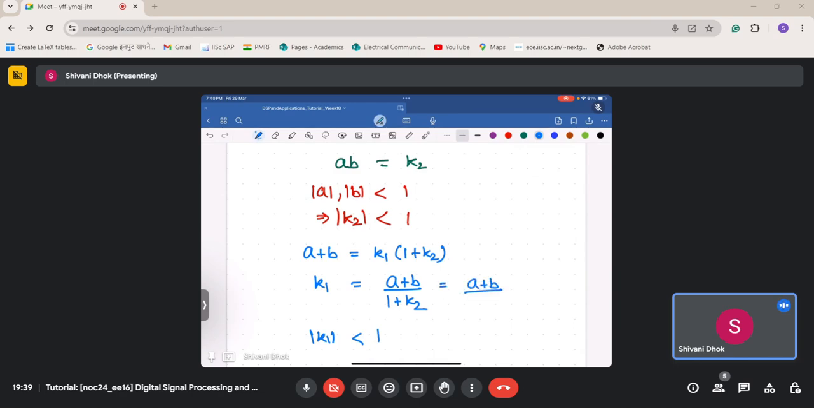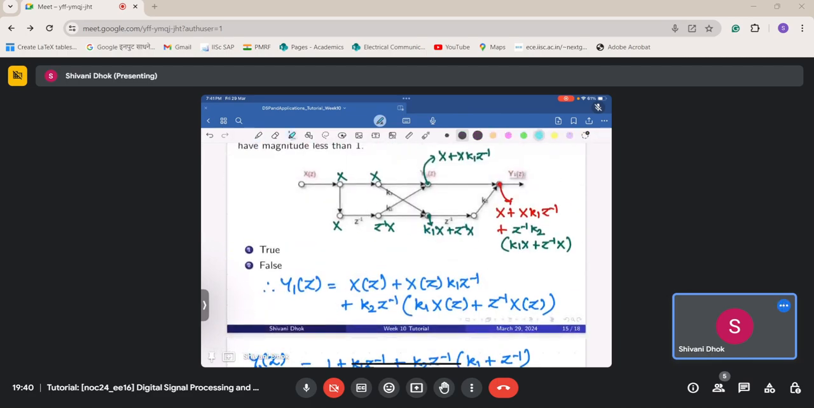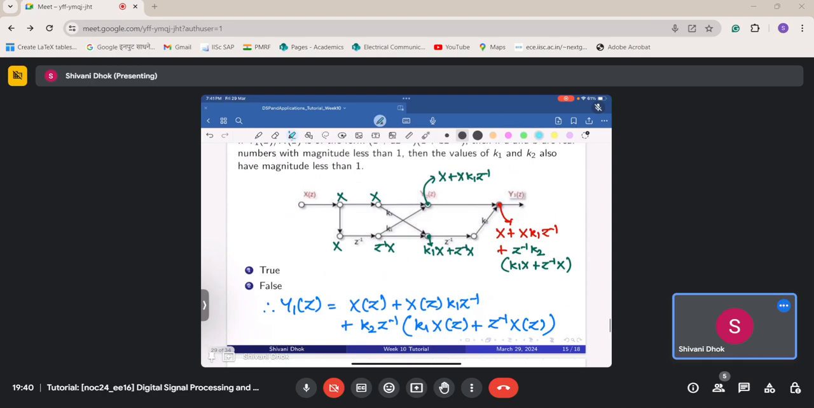So this I can also write like this, and if we are having this particular form, this k1 will have magnitude less than 1 for a and b having magnitudes less than 1, and a and b being real quantities. So if you try and check for these values, you can figure it out in a better way. Okay, so this means that both k1 and k2 have magnitude less than 1. So this particular statement here is true.